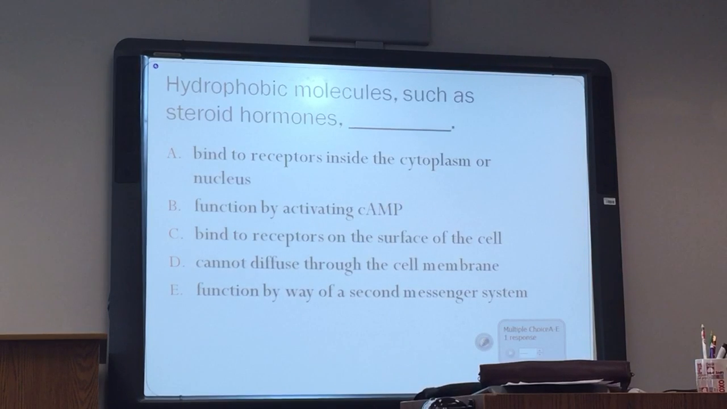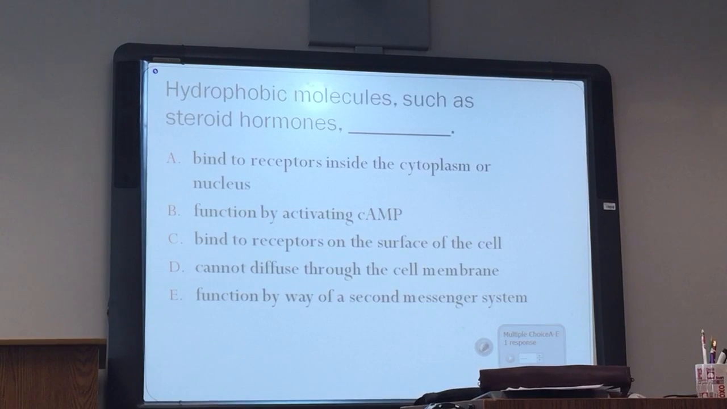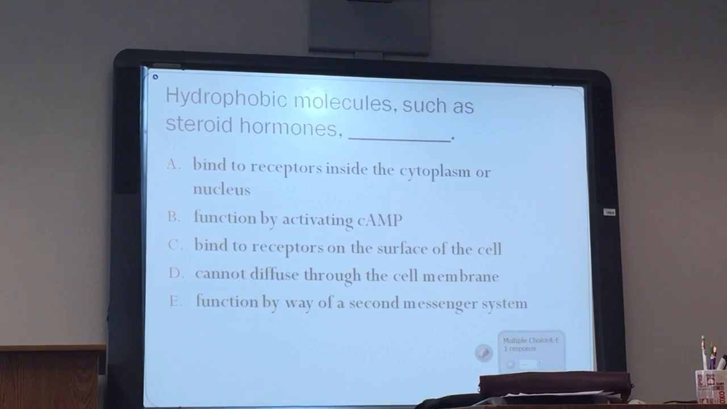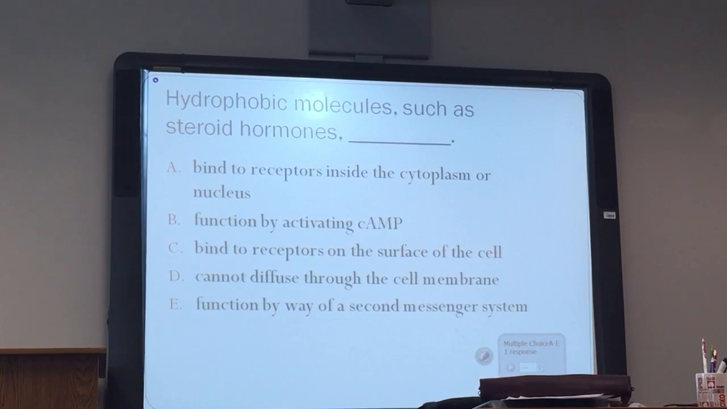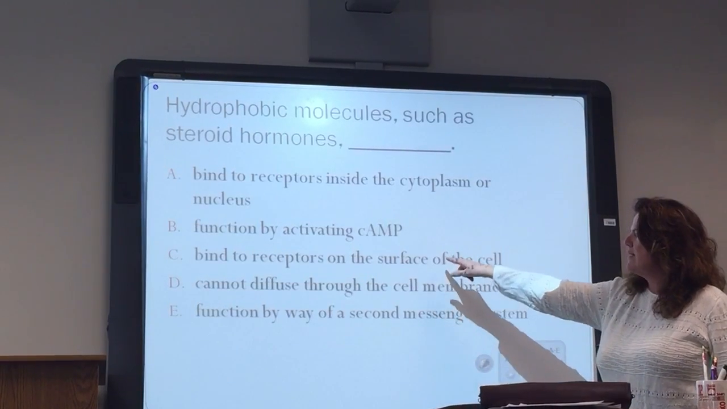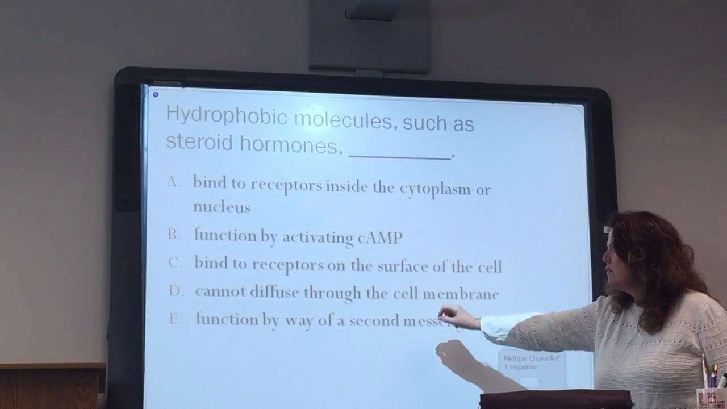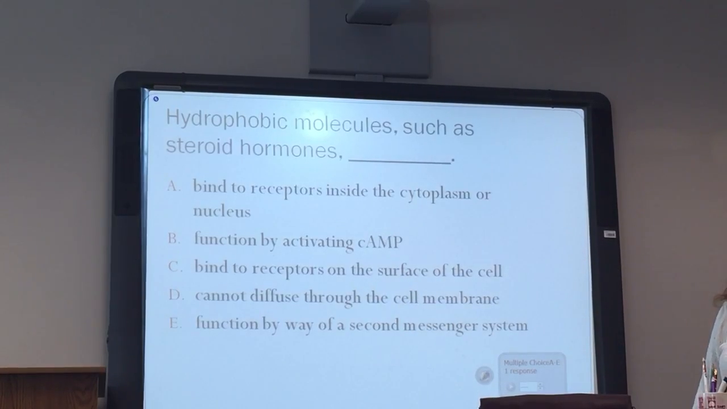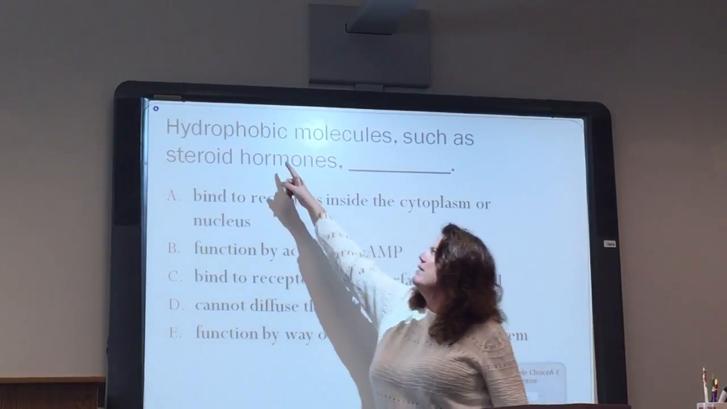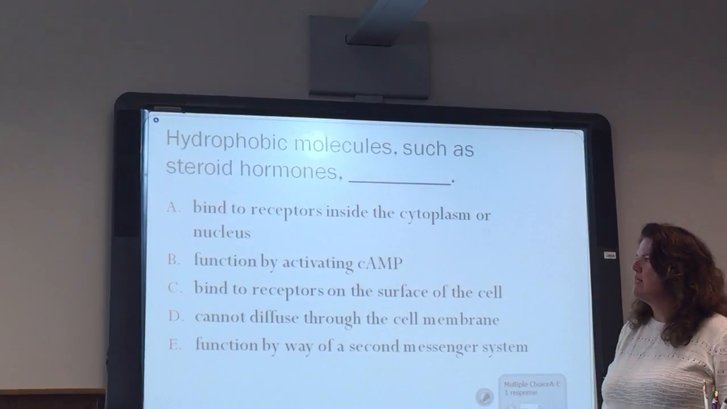The other 4 answers are all second messenger systems needed by polar molecules. Polar signaling molecules cannot cross the plasma membrane, so they have to bind to receptors on the surface of the cell, have to use a second messenger system, one of which is cyclic AMP. So that's why all 4 of these have to do with polar, which would be hydrophilic, not hydrophobic. So, A is the correct answer.